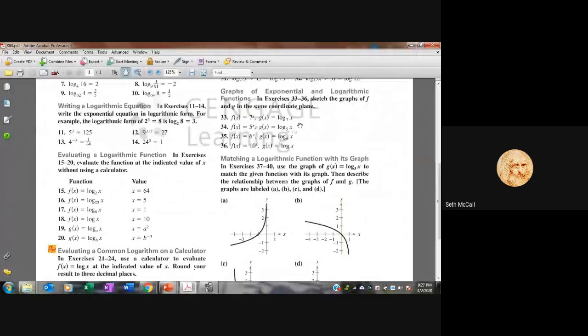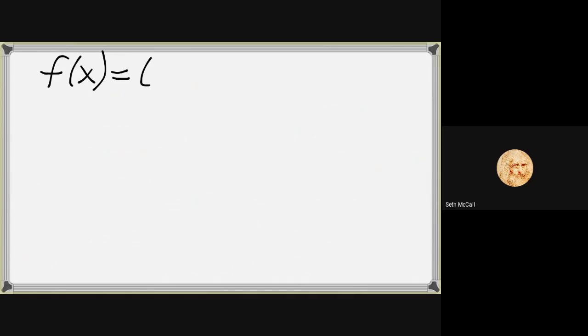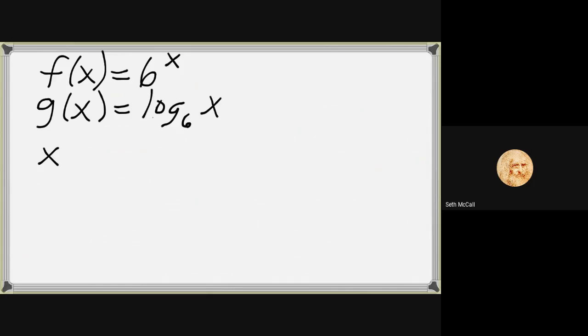All right, we have 6 to the x, and then log base 6 of x. So I'm going to show you what that is. So f of x is 6 to the x. g of x is log base 6 of x. The graphs are all going to look similar. I'm not going to draw the graphs for the last two, but I do want to make the table for you just to make sure you're doing that correct.